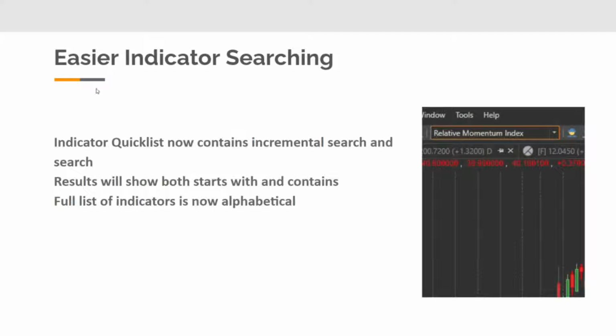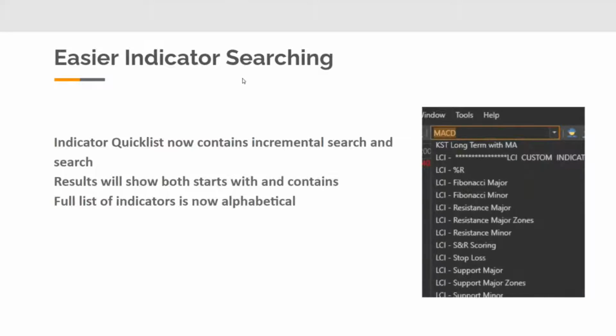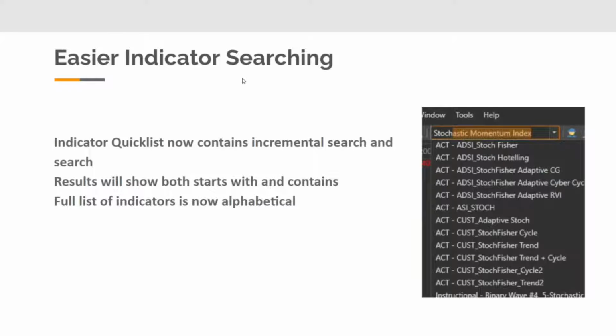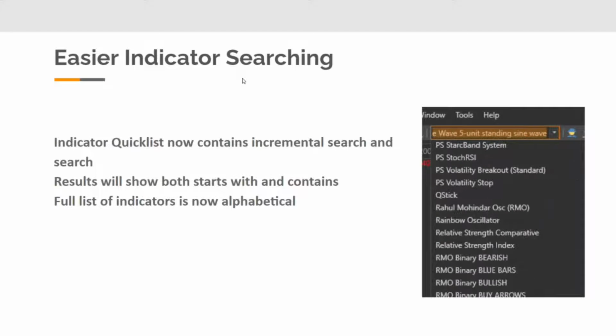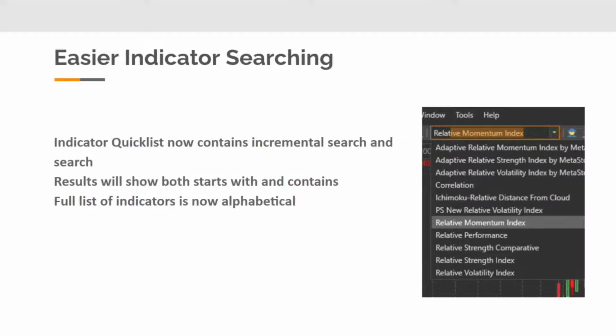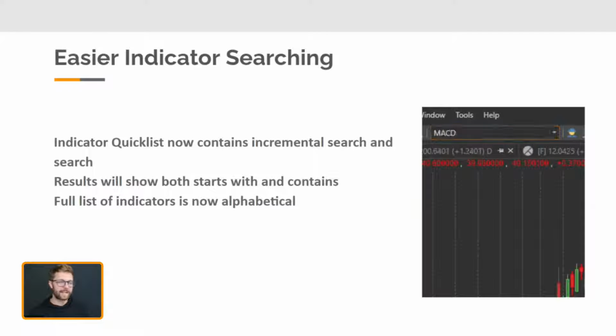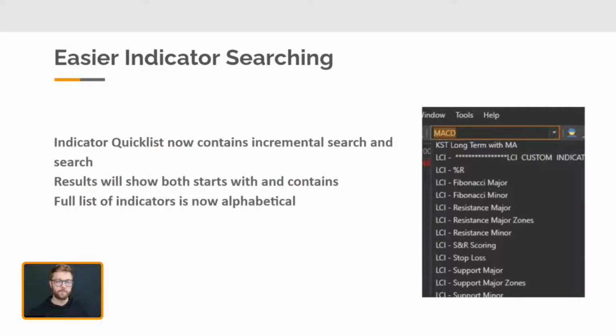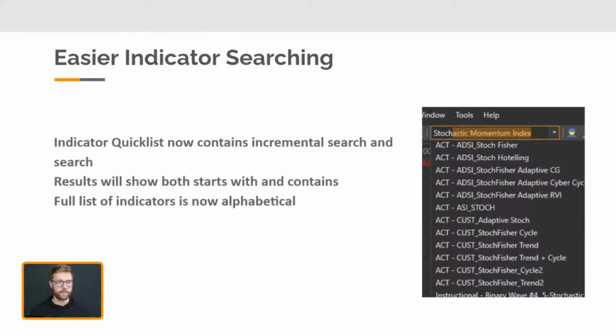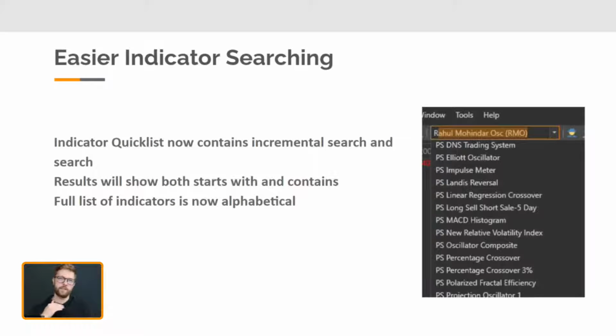Okay, perfect. So, easier indicator searching. A lot of you that use MetaStock already know that we have a lot of indicators available, and there's a huge list. It can be a little overwhelming, and sometimes finding the indicator you're looking for can be a pain in the neck. It was organized in different ways.